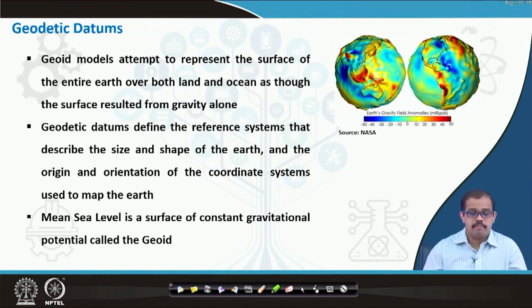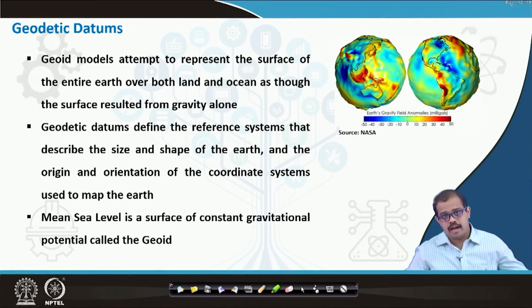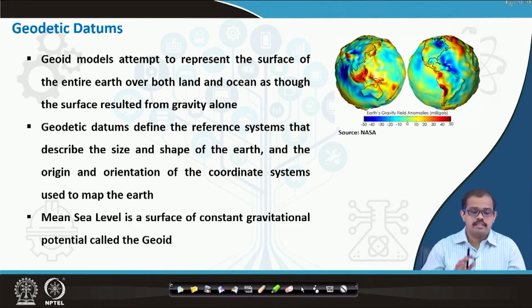Geoid models attempt to represent the surface of the earth. It represents the entire surface of the earth, both land and ocean, as a surface resulting from gravity alone. Geodetic datums define the reference system, so be very specific here, that describes the size and shape of the earth and the origin and orientation of the coordinate system used to map the earth.